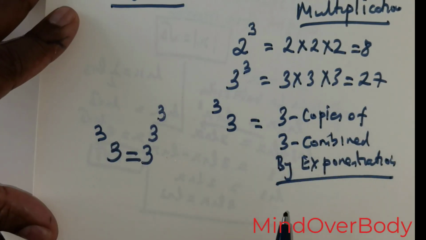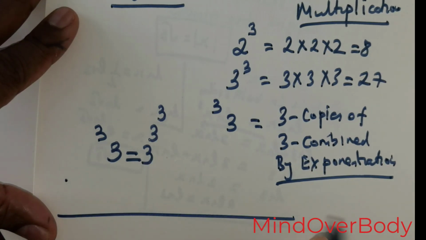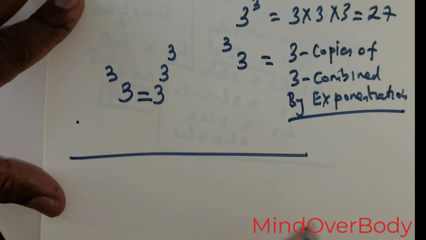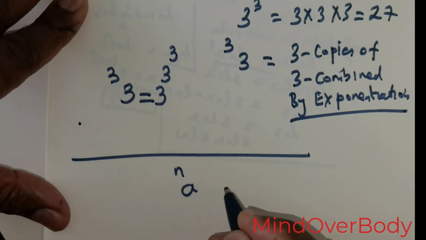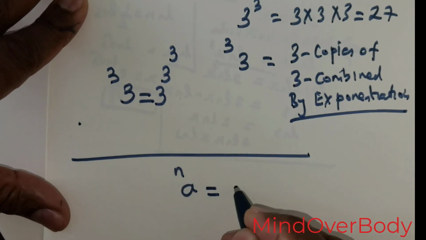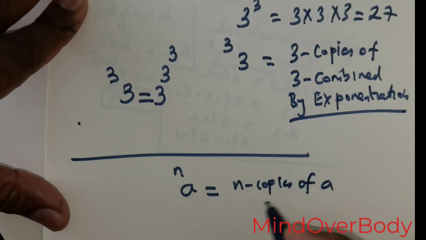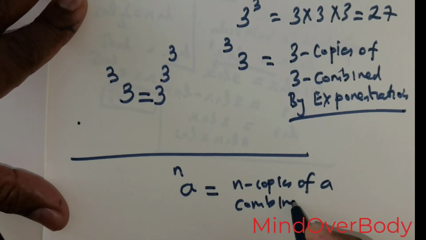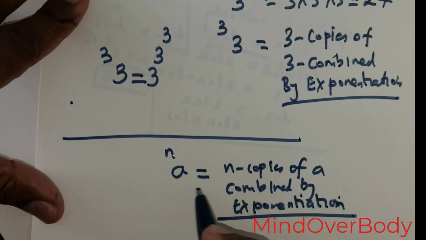So if I were to extend this in general, before I could write down the value, let me give the general definition. If you have A and there is a titration performed like this, then this is nothing but n copies of A combined by exponentiation. So that is the meaning of this.